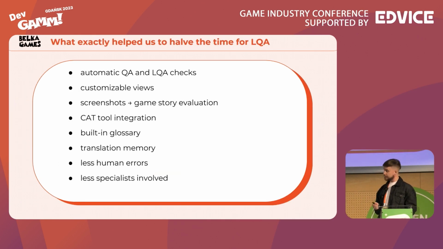And so what exactly helped us to halve the time for LQA? It's automatic QA and LQA checks, customizable views, screenshots and in-game context evaluation, CAT tool integration, built-in glossary, translation memory, fewer human errors, and fewer specialists involved in the process now.